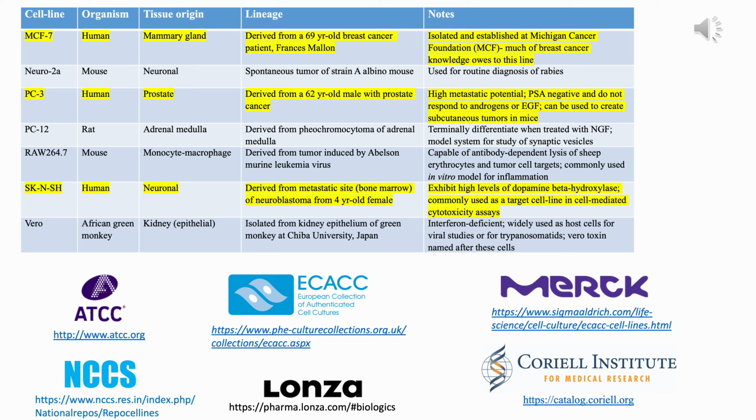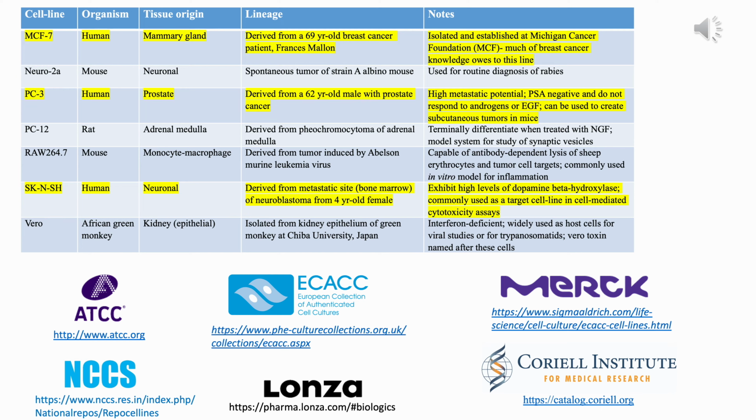Then from a 62-year-old male patient who was suffering from prostate cancer, the PC3 cells had been derived. These are PSA negative and one of the highly metastatic potential among the cancer cells. They do not respond to androgens or EGF, and one can also create spontaneous tumors within the mice using these cells. SK and SH are again neuronal cells.